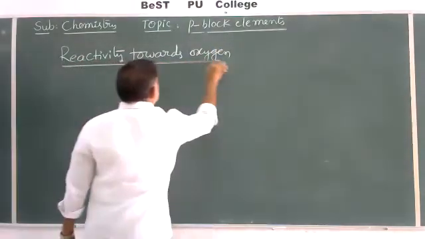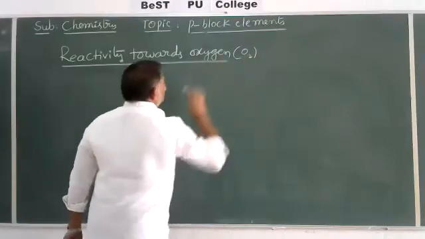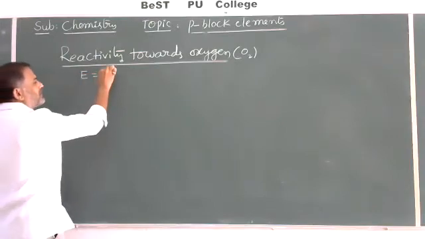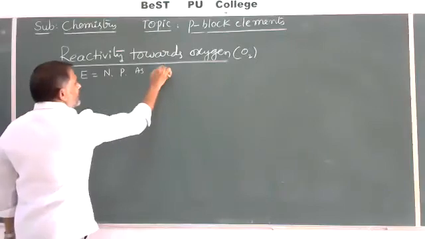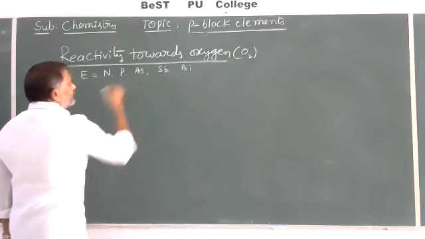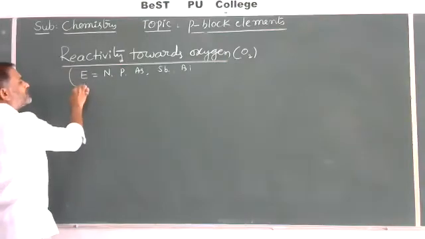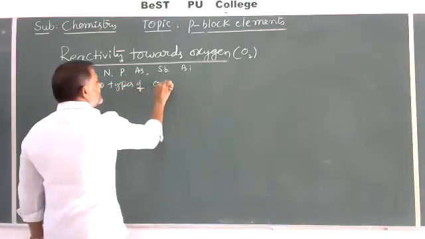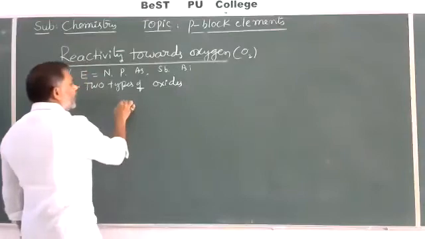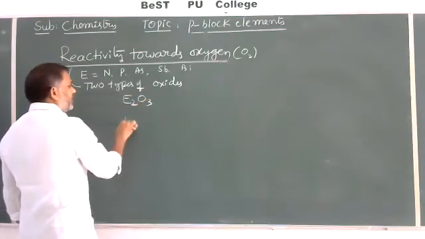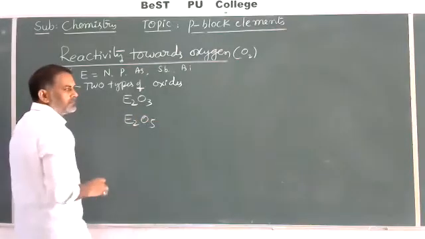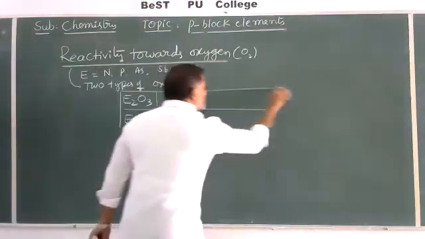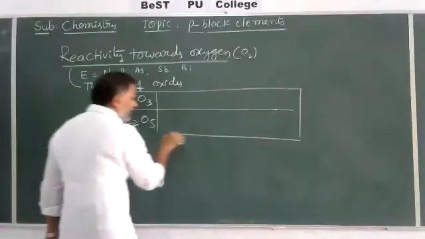Reactivity towards oxygen, or the dioxygen O2. We know the 15th group elements are nitrogen, phosphorus, arsenic, antimony, and bismuth. Generally, these 15th group elements form two types of oxides: one is E2O3 type, another one is E2O5 type. So here, if you create one table, here are some important oxides of this.